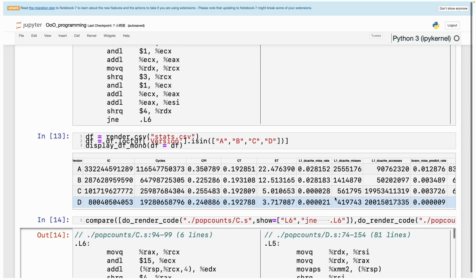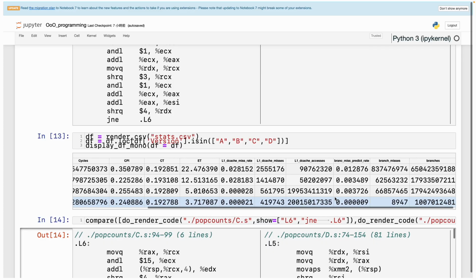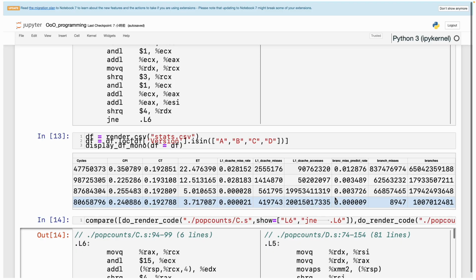Now, final thing to check. What about the branch? How many branch instructions are there? For version D, we only get this amount of branch instructions. What's going on? Right? Some of you think we are going to have early termination of the loop. But in terms of that, this one actually has fewer. What's going on?